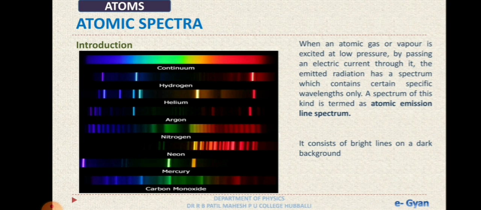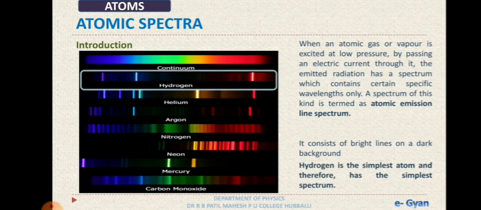Now all these are below something called the continuum. So the first line we have is the continuum, and below the continuum we have different characteristic lines called atomic emission line spectrum. Hydrogen is the simplest atom and hence its spectrum is also very, very simple. So we try to understand the phenomenon of atomic spectra by taking hydrogen as an example.